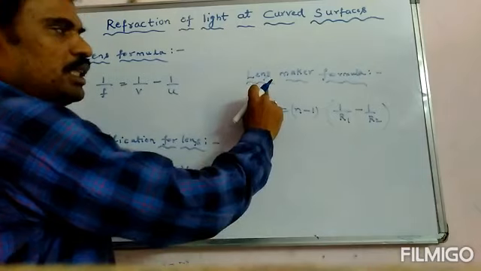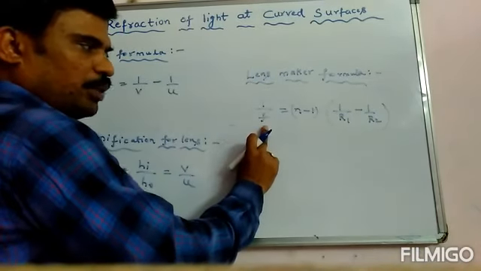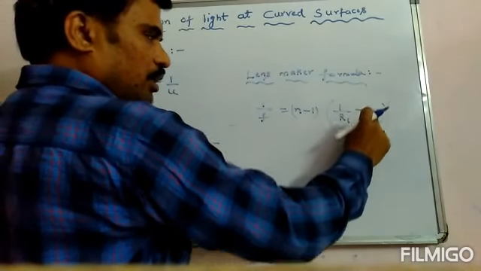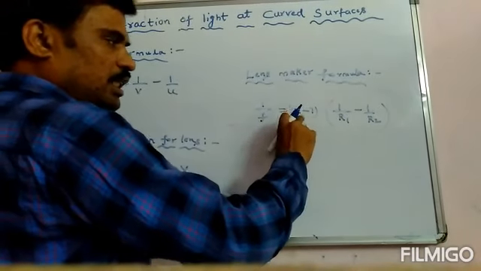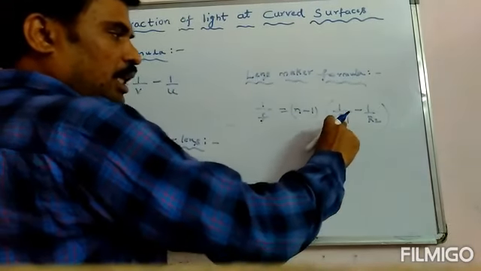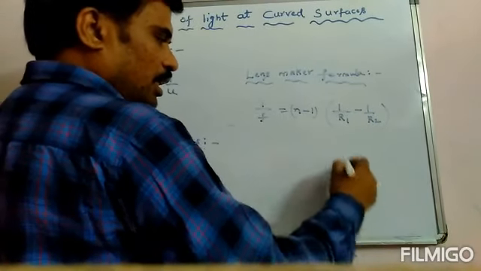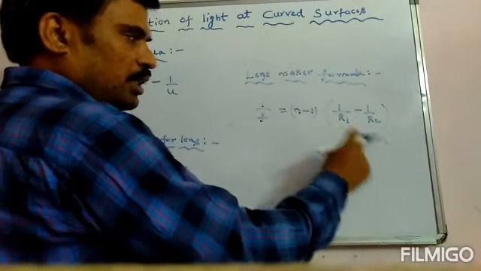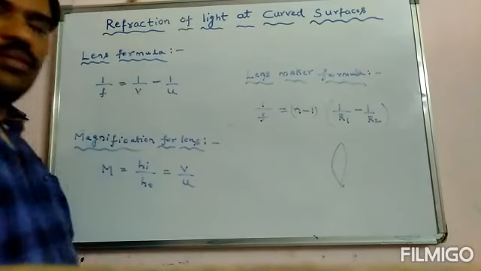Next let us see lens maker formula. Lens maker formula is 1 by f equals to n minus 1 into 1 by r1 minus 1 by r2. Here what is f? Focal length. n is the refractive index of the lens. R1 and R2 are the radius of curvatures of the lens. Lens will have two radius of curvatures, hence R1 and R2 are the radius of curvatures of the lenses.